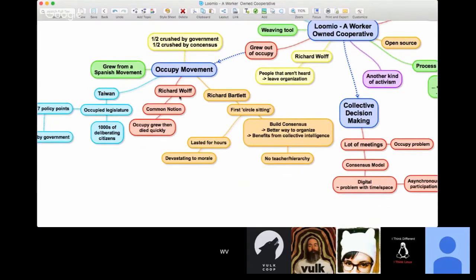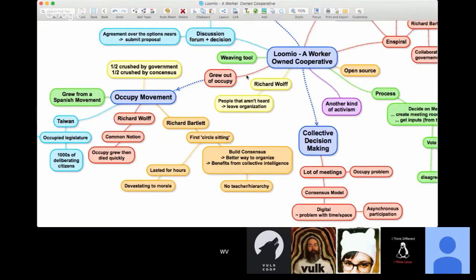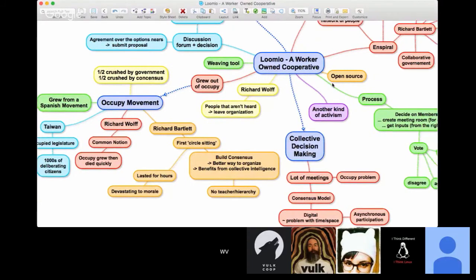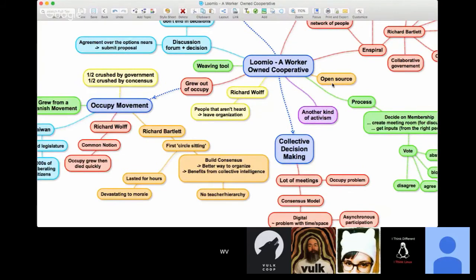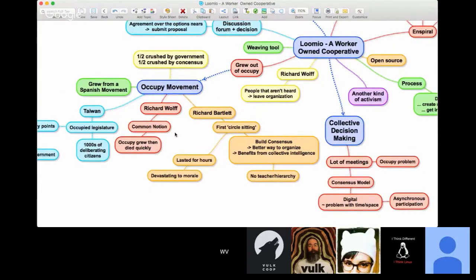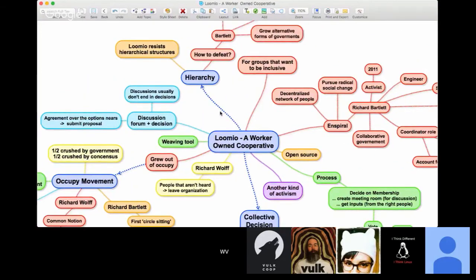And then Richard Wolff kind of talks about the common notion of what people think of Occupy, something that grew and then died really quickly, right? And so part of this talk is about saying what came out of the Occupy movement, and according to Richard Bartlett, the things that were lasting from it that we still have with us today, Lumio being one. That is part of the argument. I want to come back to Taiwan, as they kind of talked about that at the end.